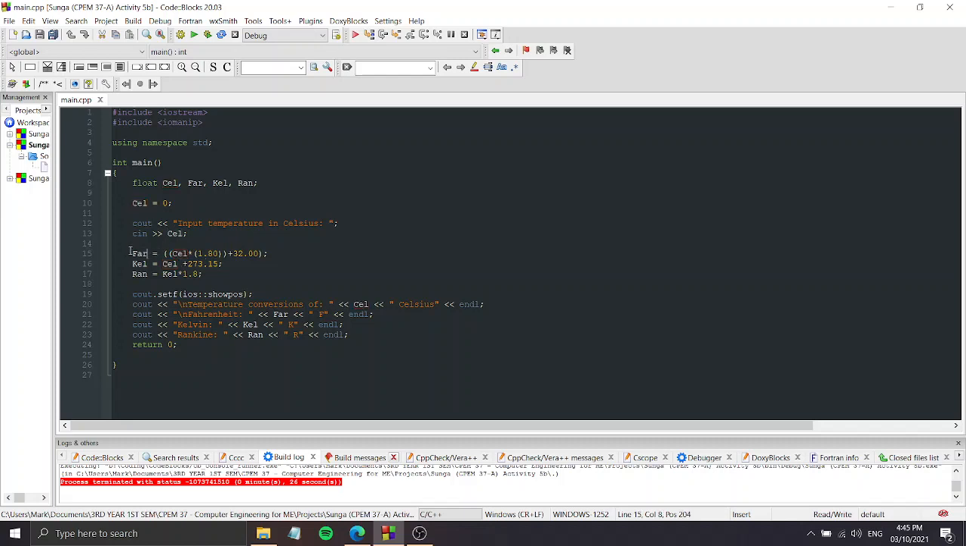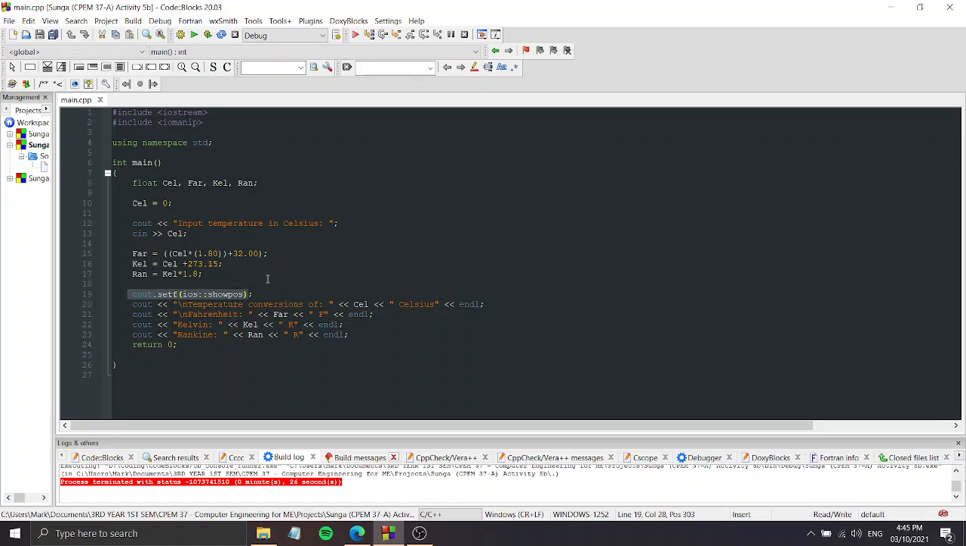And so, time for the conversions. For Fahrenheit, we have here the inputted cel value times 1.80. The product of this will be plus 32. Next, we have Kelvin: the inputted Celsius value plus 273.15. That's the conversion for Kelvin. Lastly is Rankine. The calculated value for kel will be used here, and it will simply be times 1.8.